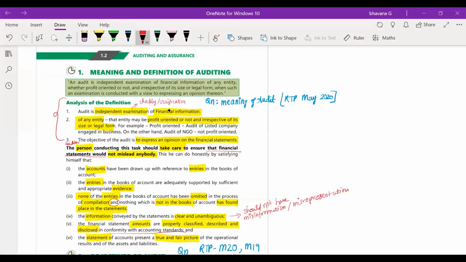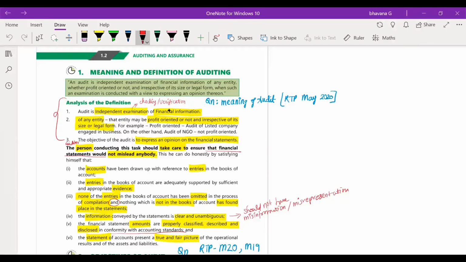The next thing he has to do is an examination. What is examination? Examination means he has to check or verify something. What has he to check or verify? He has to check or verify the financial information of the company. A company will have a lot of financial information. The auditor's work is to check, verify or examine the financial information that is there in the company. That is nothing but your financial statement.